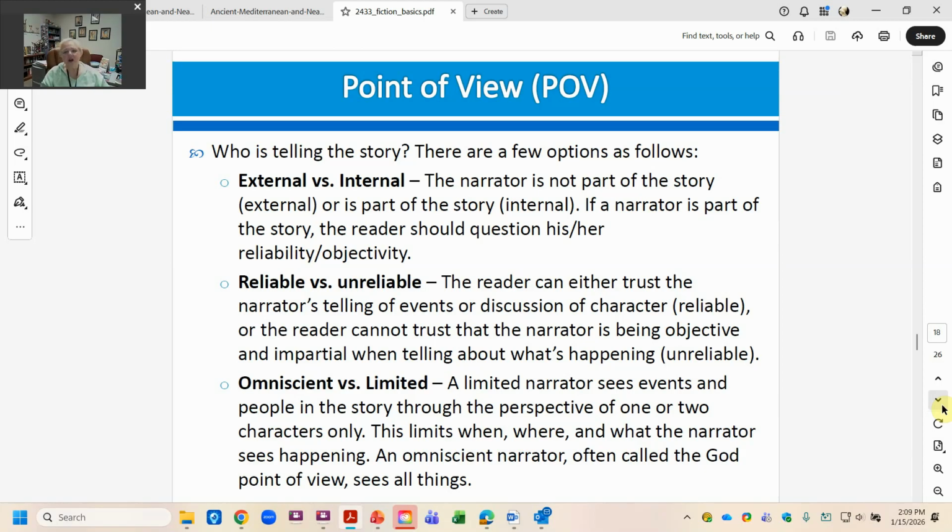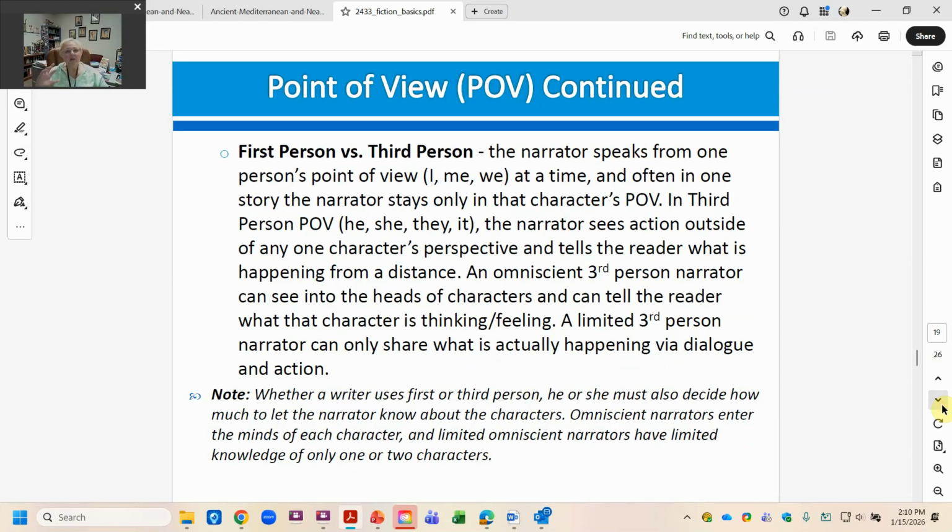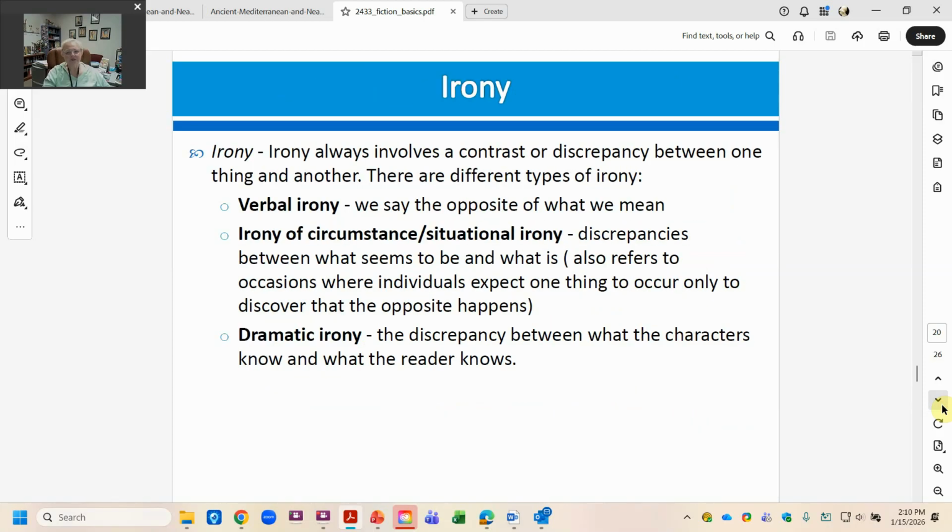So again, think about who is telling this and how much do they know. And then again, usually first person or third person. So you've got that external narrator that's talking about them. What are they doing? Or a first person, here I am in this scene. What am I doing? Right? So realize that that's going to have a difference in how the story is told.